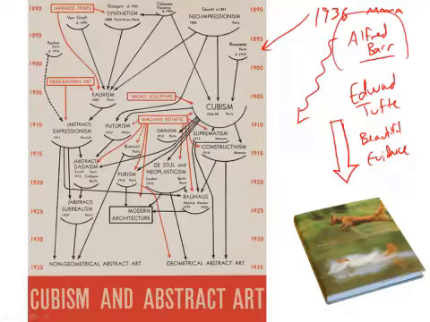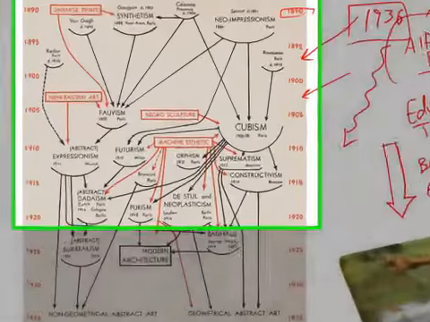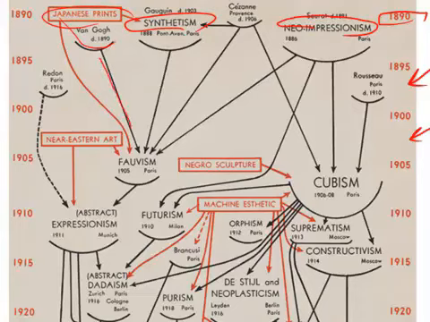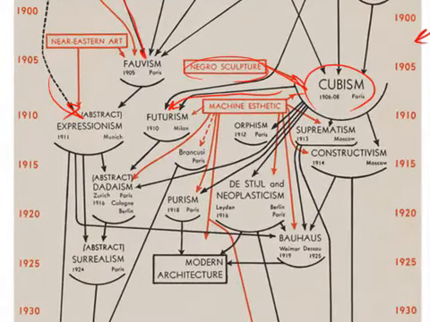Alfred Barr created this poster for the 1936 initial exhibition of Cubist art, something that nobody had really seen before. And in order to make it interesting, he created this poster that said in the 1890s, he created a flowchart. How do we get to Cubist art? We had Neo-Impressionism, we had Synthesism, Japanese prints which influenced Van Gogh, which influenced Fauvism, and then we had African sculpture which influenced Cubism, and then we had that influencing Futurism and Abstract Expressionism and Dadaism.